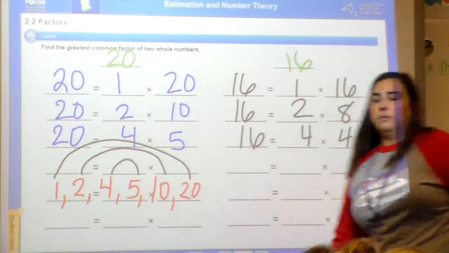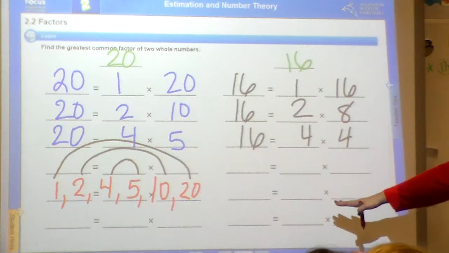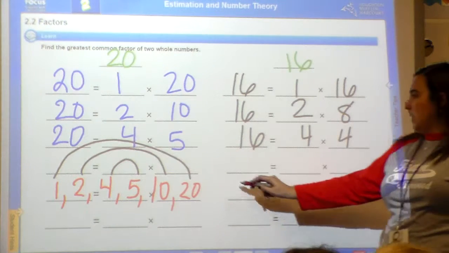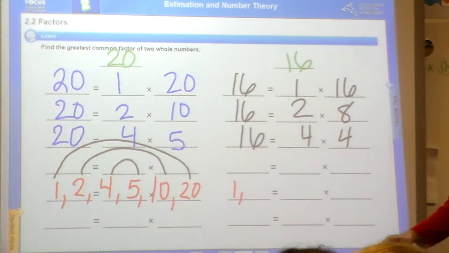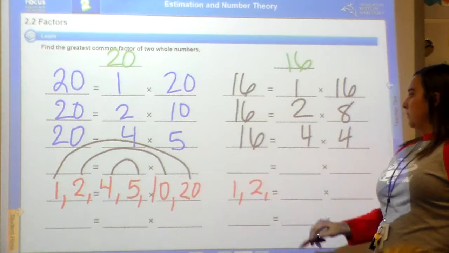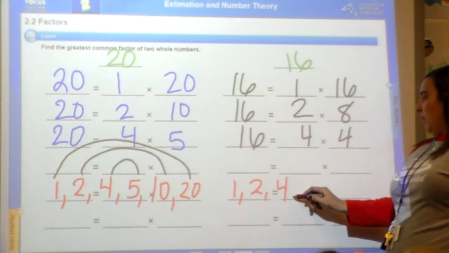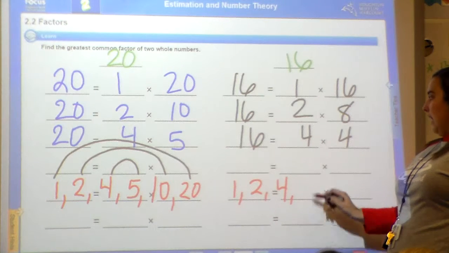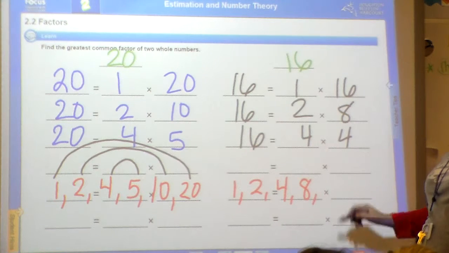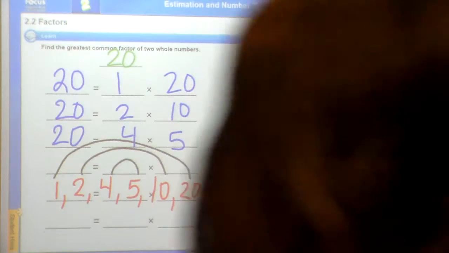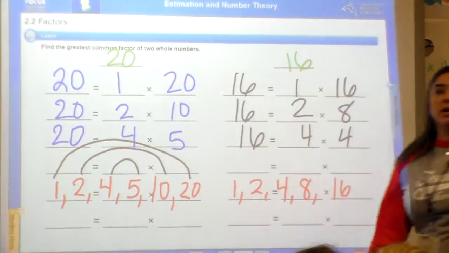Now let's list out our factors of 16. In order, I start with 1. What's next? 2, 4, 8, 16. How can I check my work?